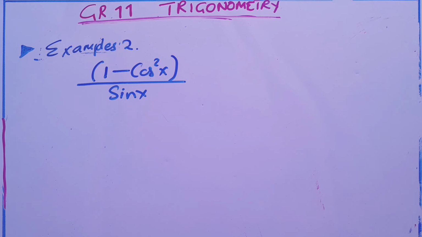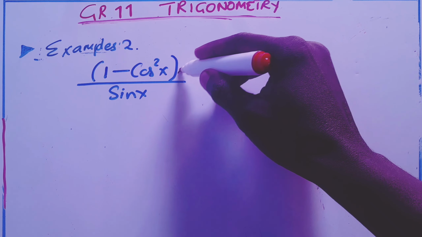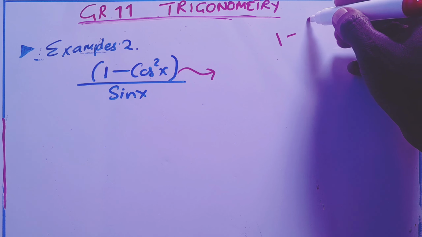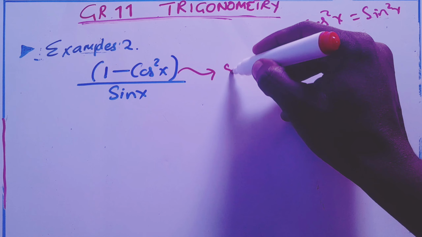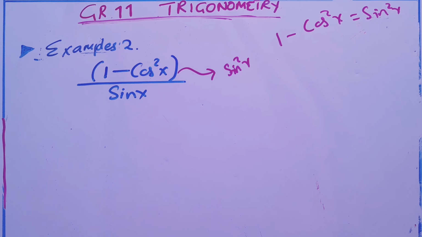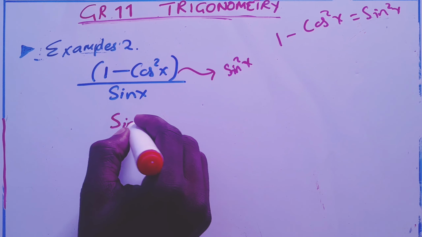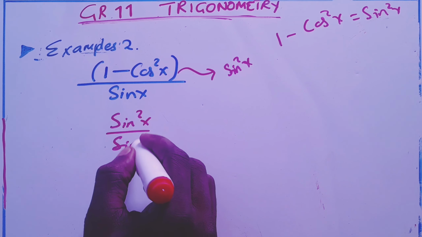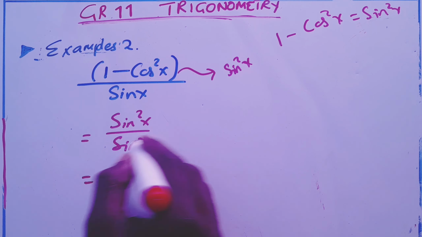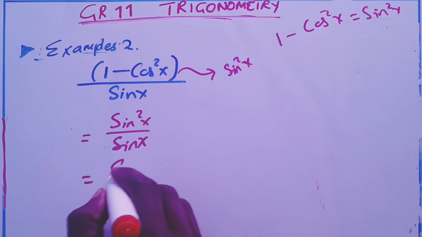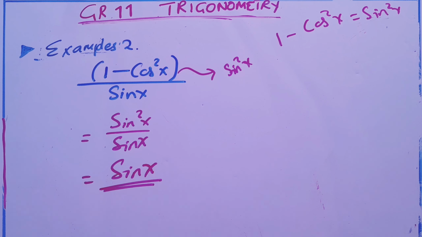Okay, so taking a look at this second example, can you recognize this? We said 1 minus cos squared x is equal to sine squared x. So this will change to sine squared x. So we're going to have sine squared x over sine x, right? And sine squared x over sine x, one of the sines here will cancel this, and we're going to be left with sine x, like that, right? Can you see that? So let's take a look at a third example.